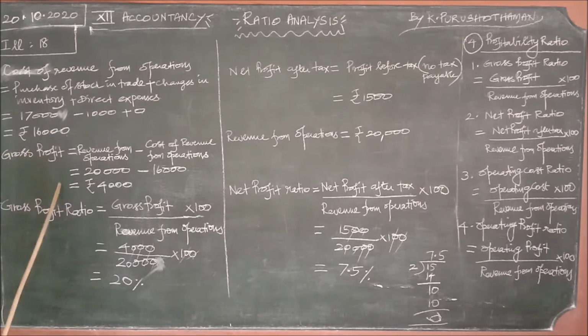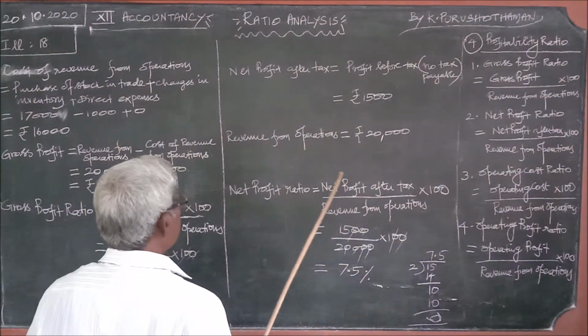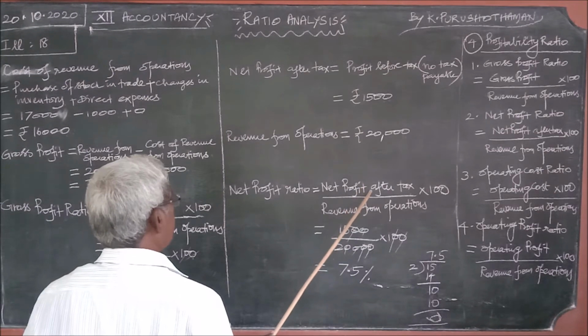Now, for the gross profit, we need two items. One, revenue from operations, 20,000, given straight away. Other one is cost of revenue from operations, we have found out 16,000. 20,000 minus 16,000 is 4,000. We have found out now the gross profit. So gross profit 4,000, revenue from operations 20,000 into 100. That is 1 by 5 into 100, 20%. And regarding the net profits, net profit ratio is equal to net profit by revenue from operations. That is net profit after tax.